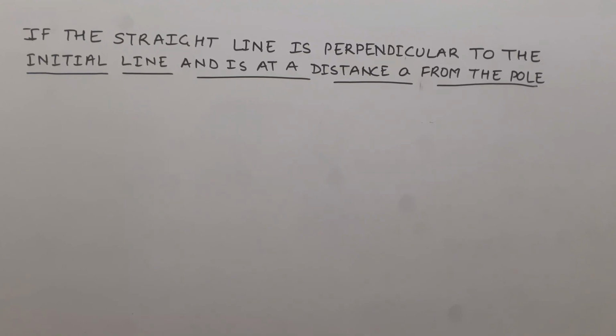Hello friends, now we find the polar equation of a straight line which is perpendicular to the initial line and is at a distance small a from the pole.